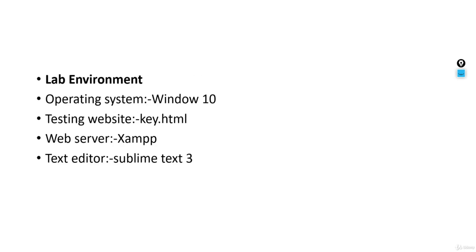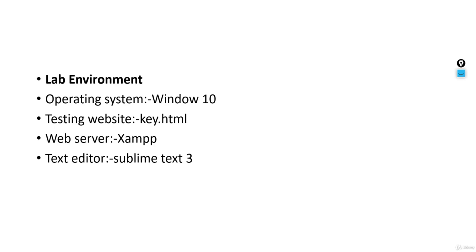We have the lab environment over here. We'll be using the Windows 10 operating system. The testing website will be a copy of testphp.vulnweb.com, which is our test environment, and the web server will be XAMPP. We'll use the Sublime text editor to write our JavaScript code, and we'll also write our own PHP code in it.